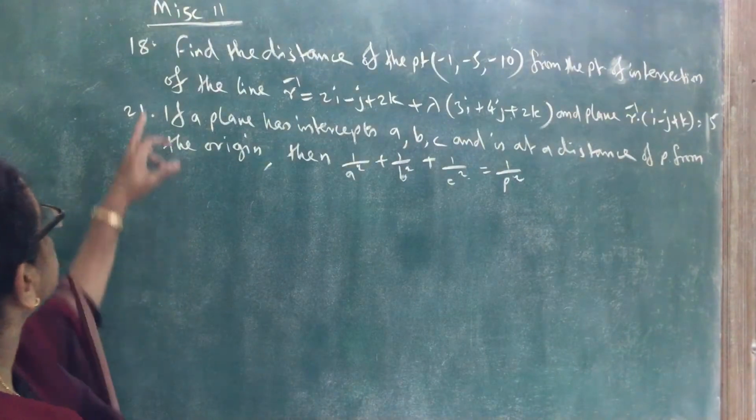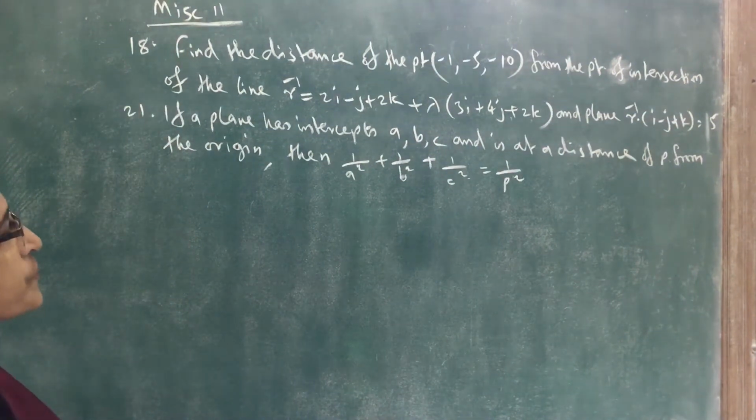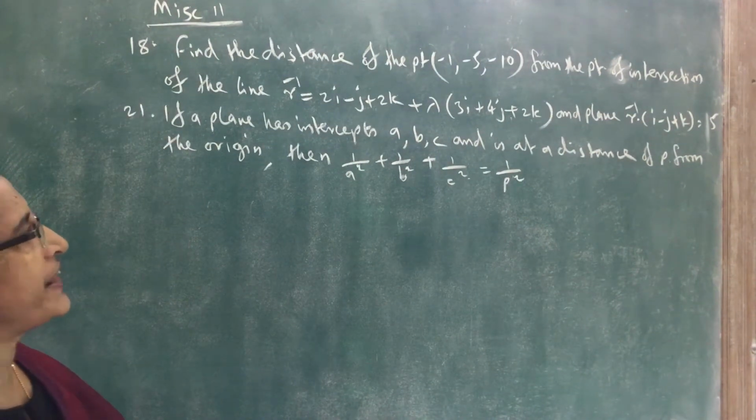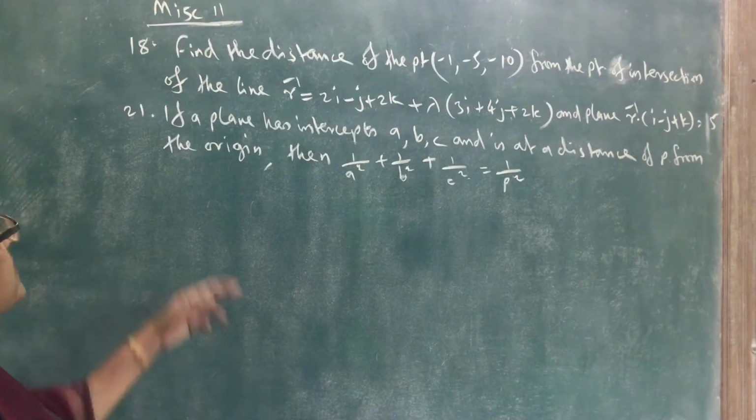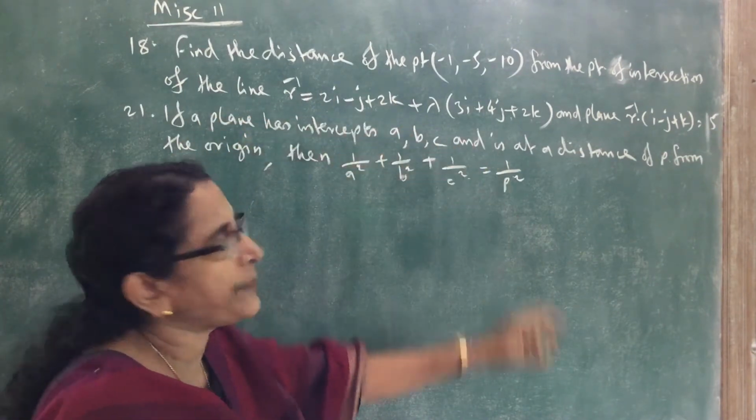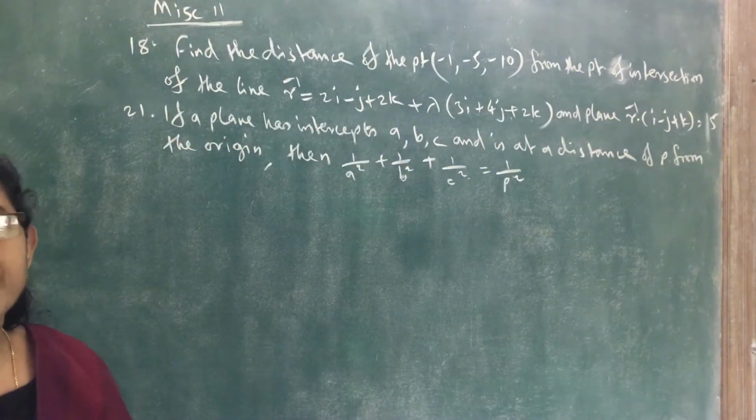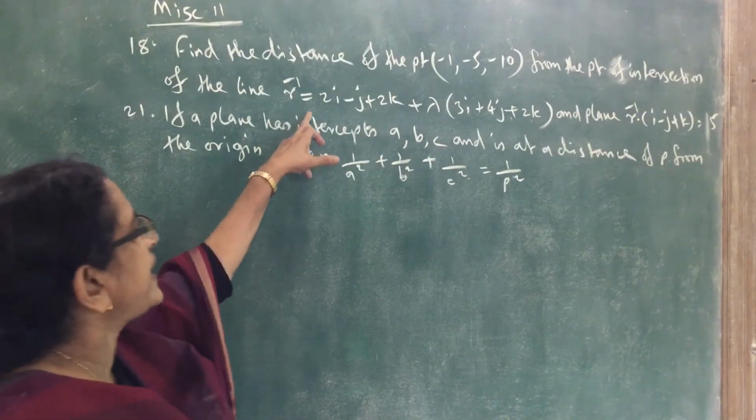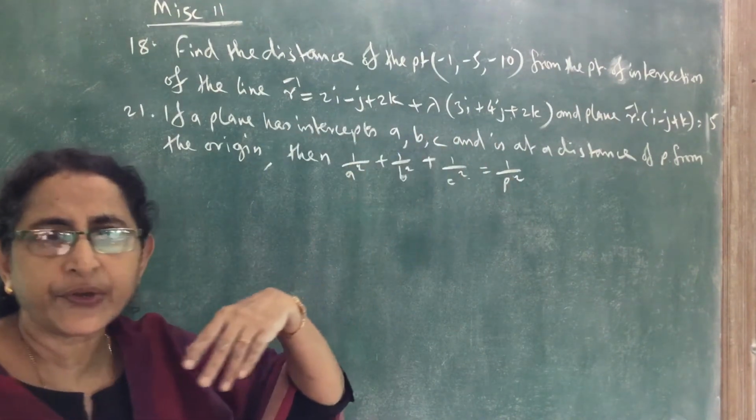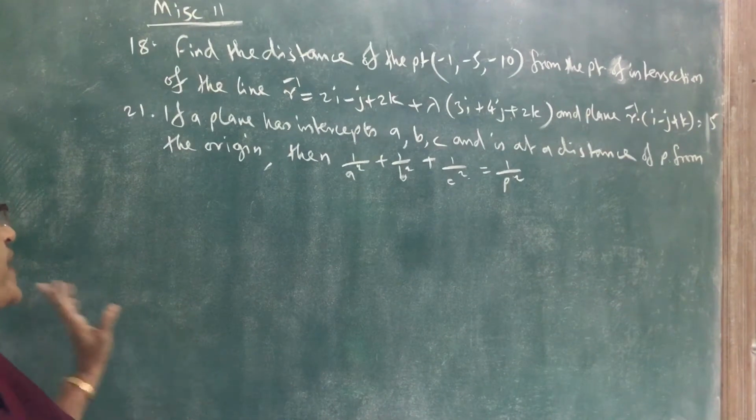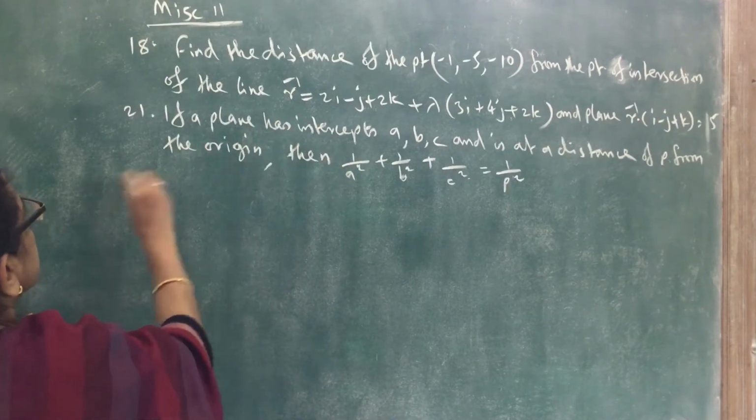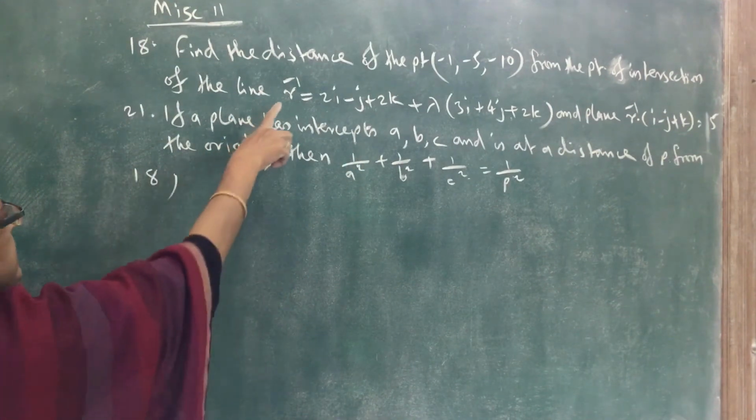Then the 18th one. Find the distance of the point (-1, -5, -10) from the point of intersection of the line and the plane. So first we have to find the point of intersection of line and plane. So convert into Cartesian form, then it will be easy to find the point of intersection. So what is the line?